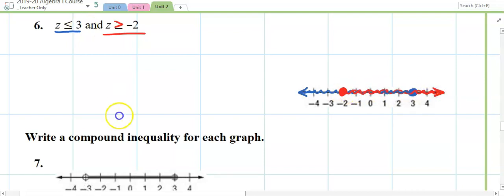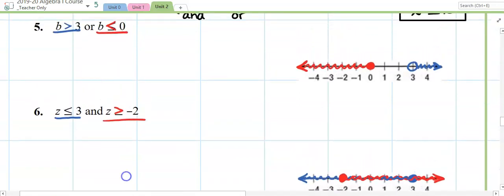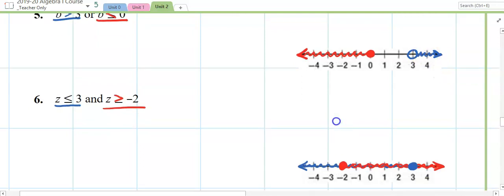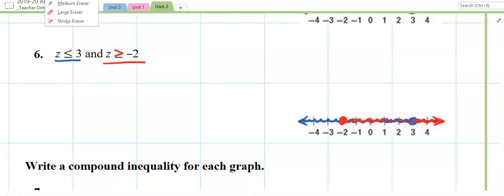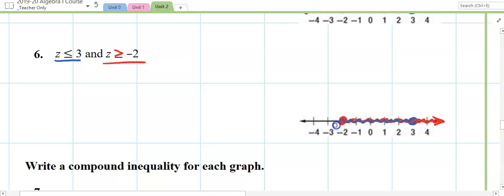But notice this one says and, but the original said or. Can I stand on the red part of the line or the blue part of the line? Yes. Down here, if I need to stand on the red part of the line and the blue part of the line, I need to eliminate some parts of it. I only want the parts that are red and blue. So I only shade the parts in between these two numbers, in between -2 and 3. That's my final answer.